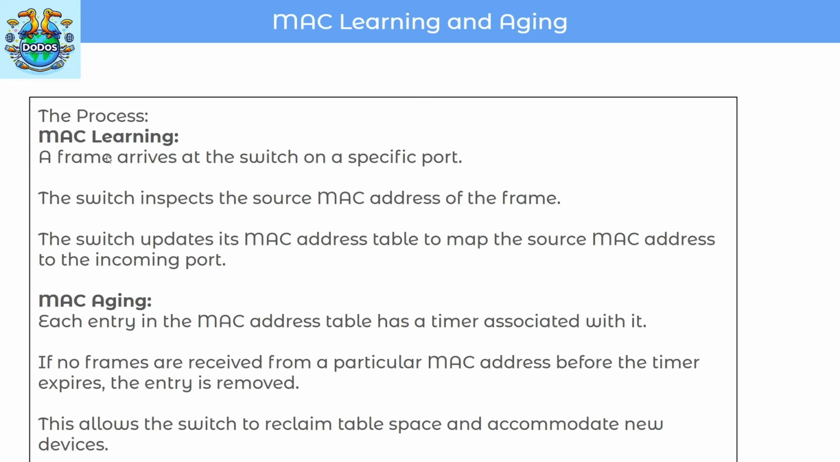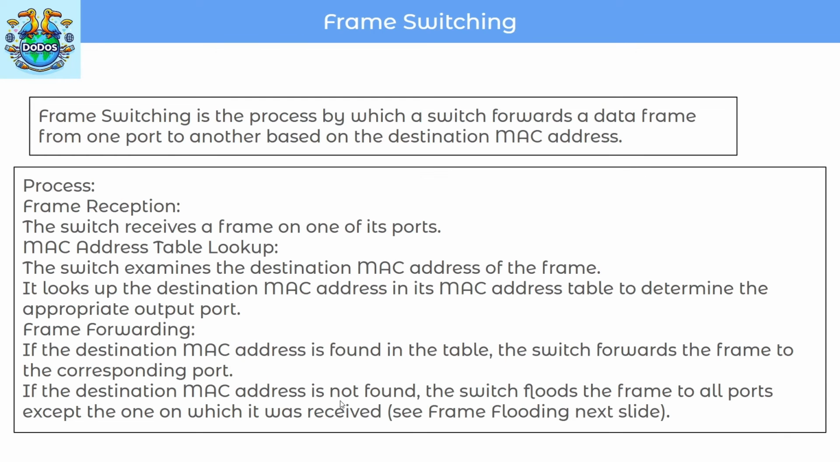So the process, MAC learning. The frame arrives at the switch on a specific port. The switch inspects the source MAC address of the frame and it updates its MAC address table to map the source MAC address. MAC aging is when each entry in the MAC address table has a timer associated with it. If no frames are received from that MAC address, it will just get removed after the timer expires, and then the switch can accommodate new devices.